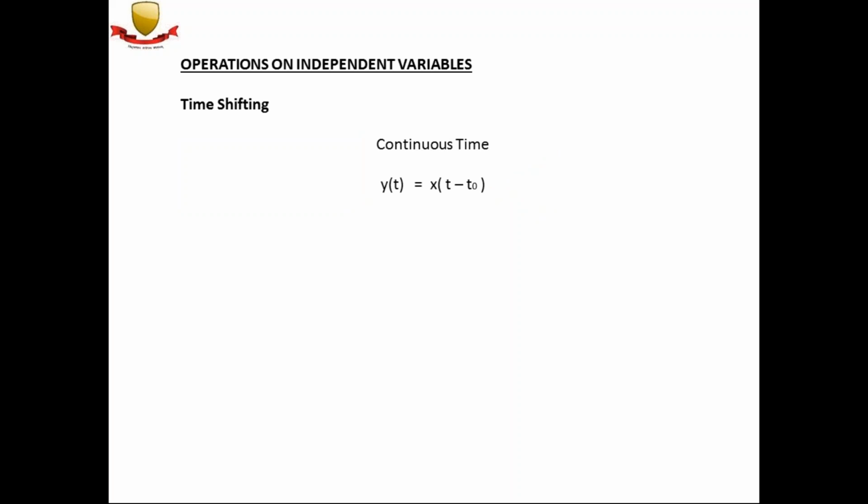Similarly, it's about time shifting. Let's say this continuous time signal, that is y of t is equal to x of t minus t0, where t0 is your time shift. Now remember this point: if t0 is greater than 0, your signal will get shifted to the right. And if t0 is less than 0, the signal will be shifted to the left.